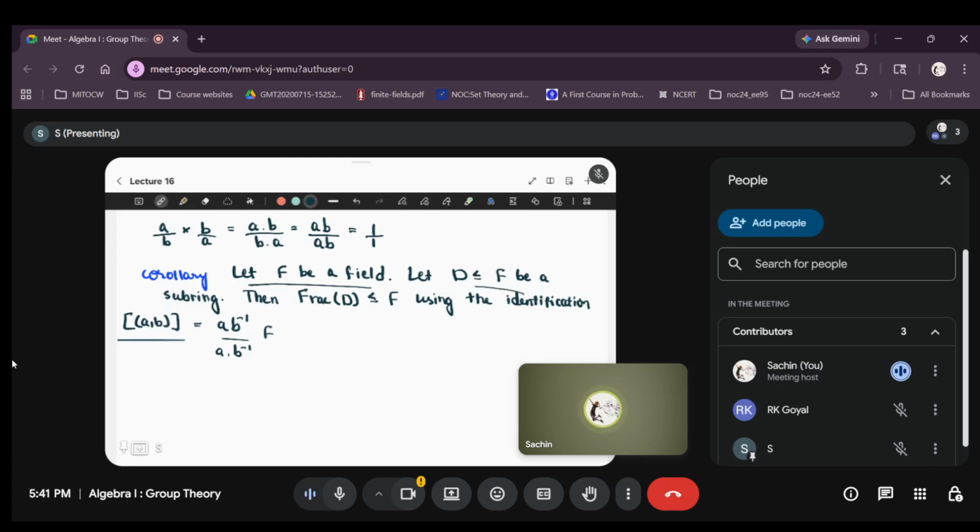Then we took a subring of the field. Since it is a subring, they are also elements of the field only, right? So this is contained within the field. So in the field, this b will have an inverse. So this a b inverse is an element of the field. The equivalence class of a comma b is the element of frac D, which you construct using D.